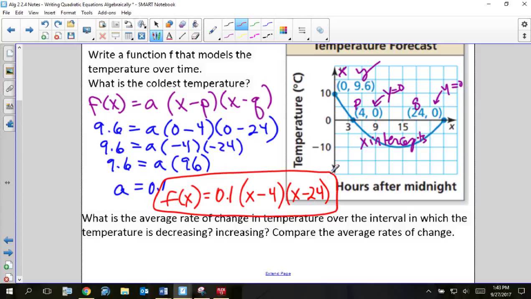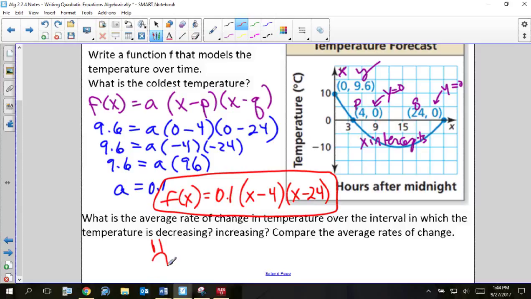And then what is the average rate of change in temperature over the interval in which the temperature is decreasing, increasing, compare the average rates of change? Yeah, we're not going to do that. I hope that's not in homework. I don't think it is though.